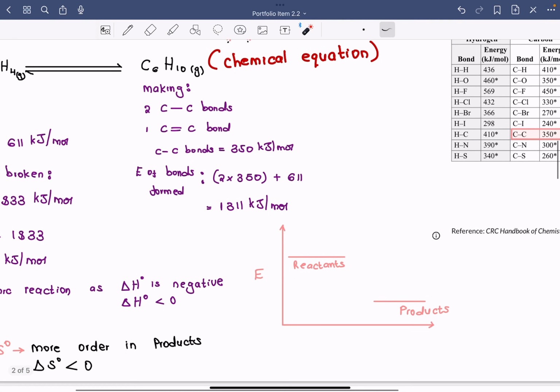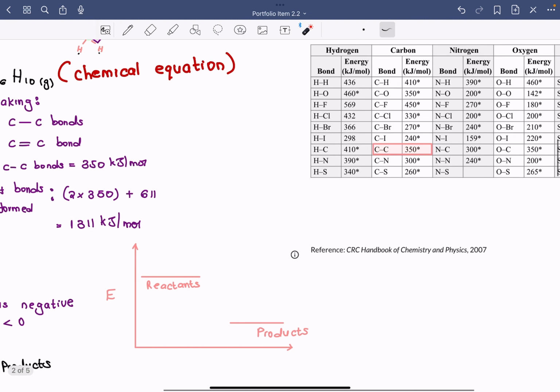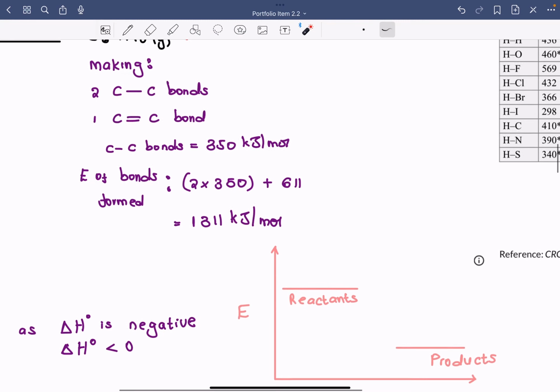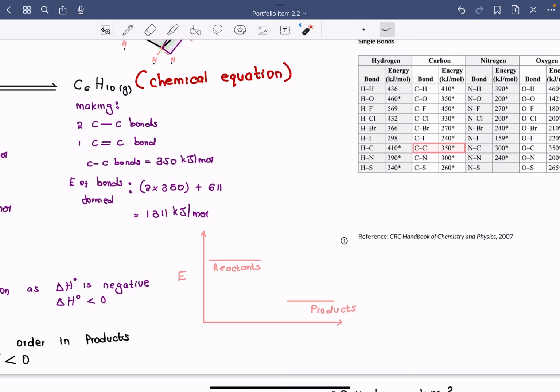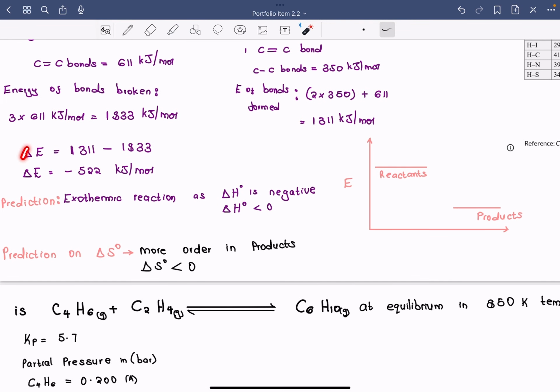So what is the total energy of the bonds being made? A C to C bond is 350 kilojoules per mole. So we're going to multiply 2 times 350, plus the C double bond C, which is 611, and adding those two, I have 1,311.